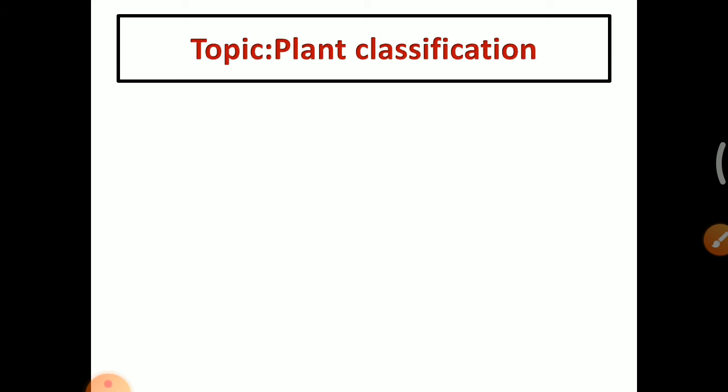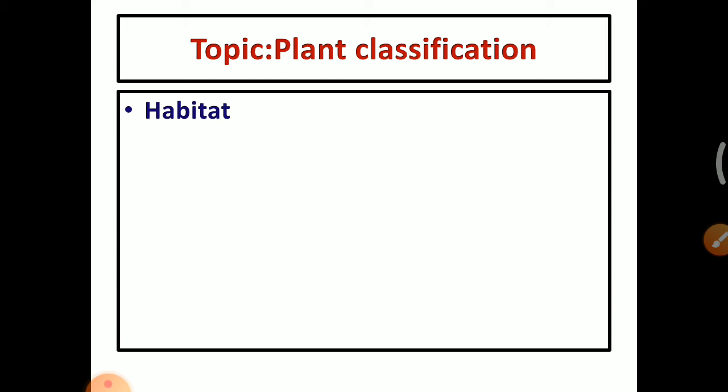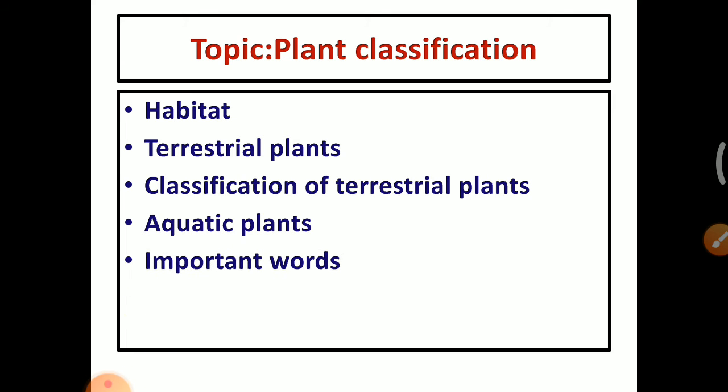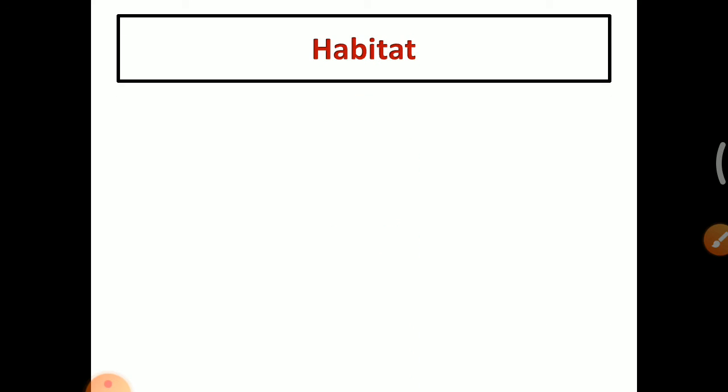Now we are going to see chapter number 1, plant classification. Under this plant classification, we are going to see the topics: habitat, terrestrial plants, classification of terrestrial plants, aquatic plants, and important words. The first, the habitat.